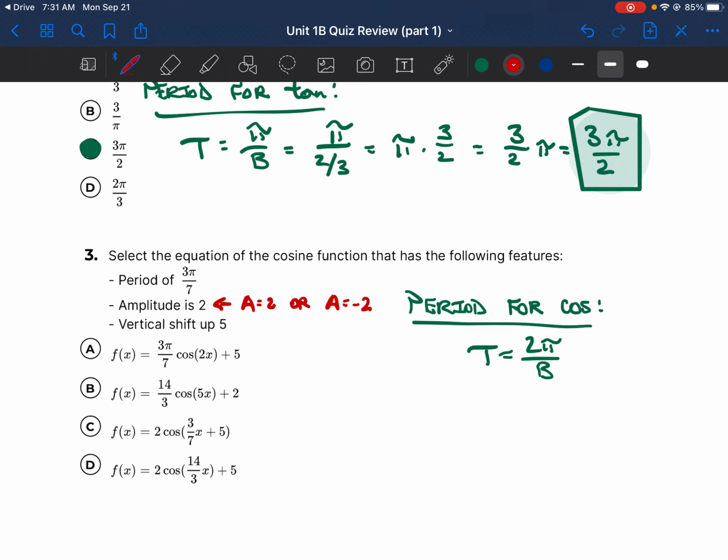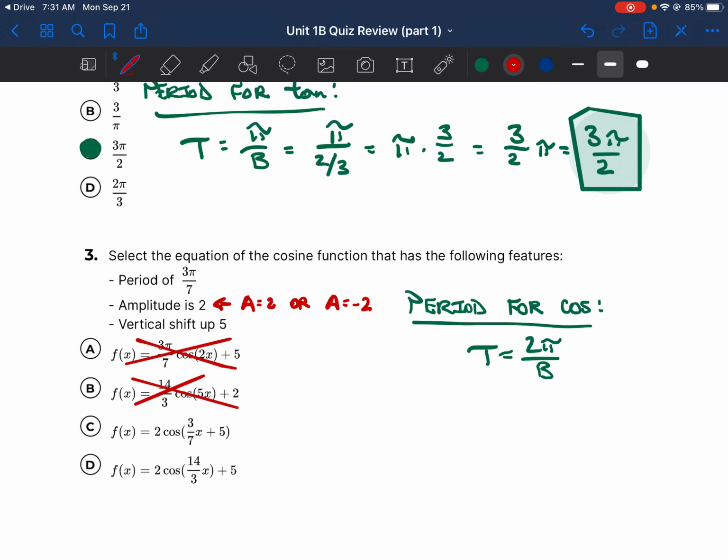We haven't been told if this thing is going to reflect across the midline or not. But looking at our functions here, both a and b have a terms of 3 pi over 7 for a and 14 over 3 for b. Neither of those has the right amplitude. So we can go ahead and cross both of these out because they both have the wrong amplitude.